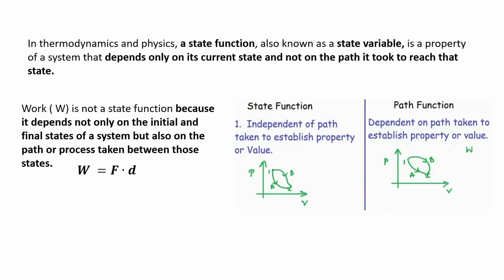Work is not a state function because it depends not only on the initial and final states of a system but also on the path or process taken between those states. This is shown in the equation. Work is associated with the transfer of energy and is influenced by the specific details of how the system changes from one state to another.